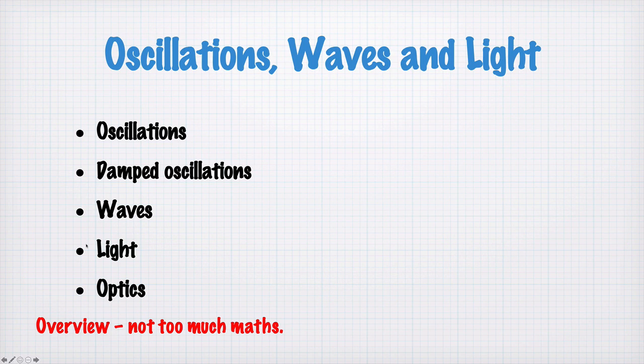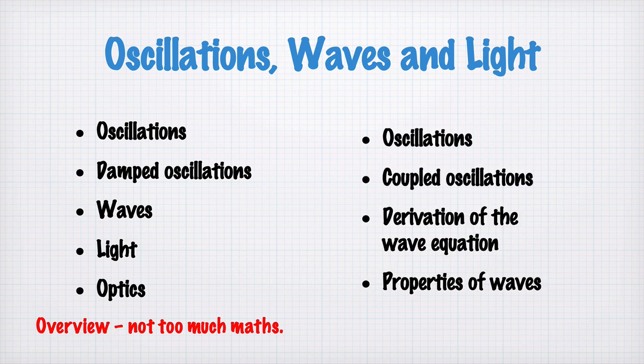We'll look at some general properties of waves, and how light can be treated as a wave, and then look at some optical instruments like telescopes, microscopes. So some applications sort of stuff here. For the oscillations and damped oscillations, we'll look at their general properties and some basic maths, but not too much detail.